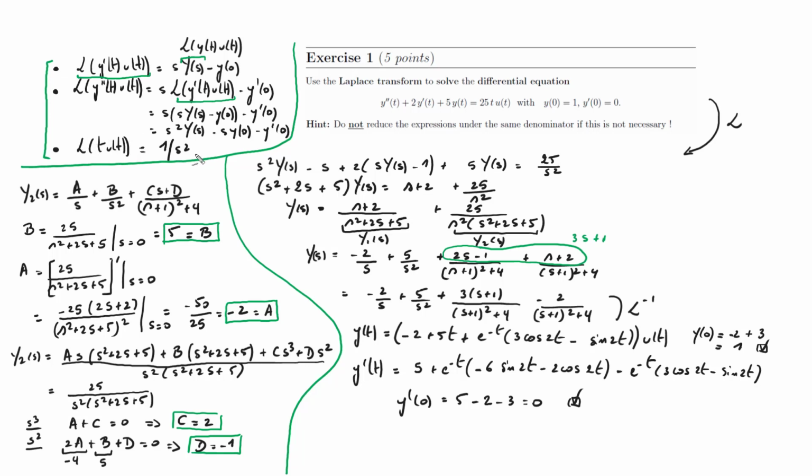And of course we need the Laplace transform of a ramp signal. So t u of t is a ramp signal, and this is of course 1 over s squared. If you don't know this, I can refer you to the theoretical course. And now we are ready to go on with the exercise.